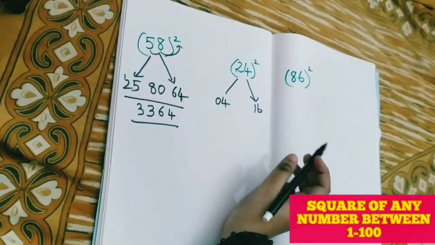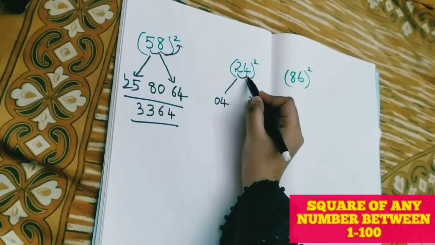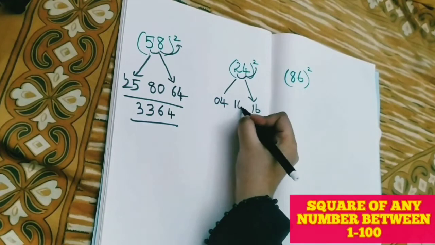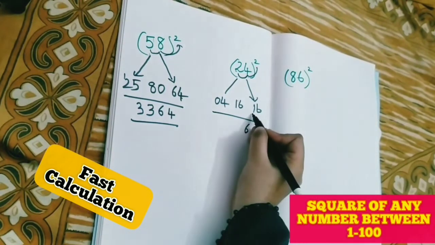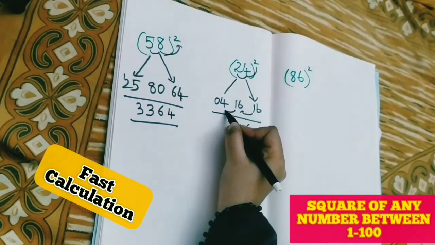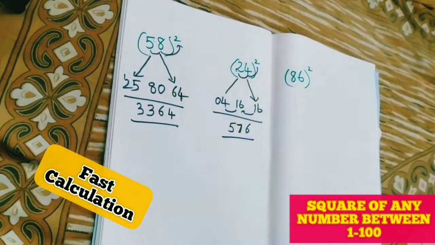You have written that. Now what will be the next step? 2 4s are 8 and 8 2s are 16, and you'll write it over here. And then 6 you'll write as it is. 1 plus 6 is 7. 1 plus 4 is 5. Simple. The square of 24 is 576.